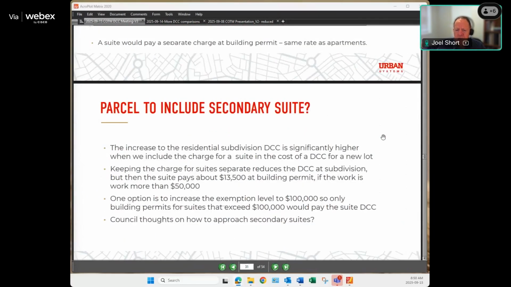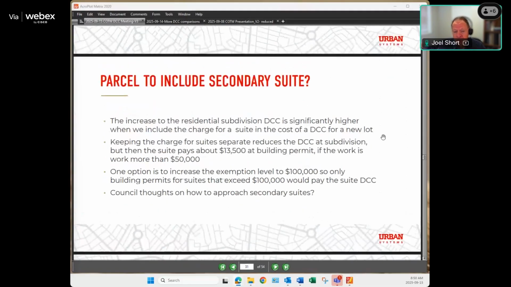So then there's this question, which we've already talked about a little bit, whether the parcel should include the secondary suite. The increase in the residential subdivision DCC is significantly higher when we include the charge for a suite in the cost of a DCC for a new lot. So you're basically getting more than one unit. When you're paying for it at subdivision, you're paying for both the home and the suite.